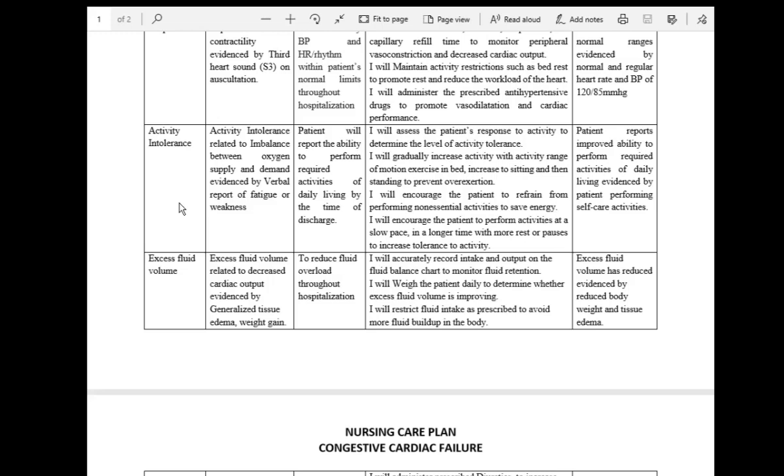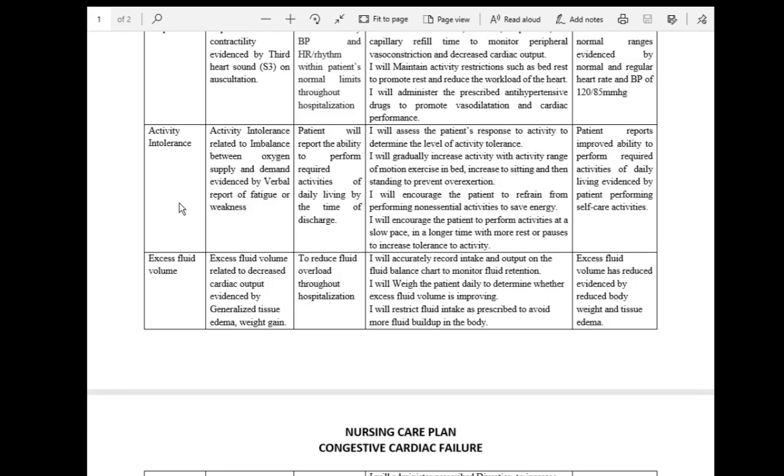And the third point, I will encourage the patient to refrain from performing non-essential activities to save energy. So here you find that this patient has a failing myocardium. So they need to reduce the amount of activities that they are doing so that can help the failing heart or myocardium not to have too much workload or stress. So we are going to instruct the patient to refrain from non-essential activities so that they can save energy, therefore reduce the stress on the heart.